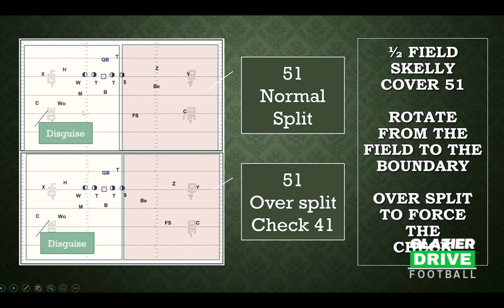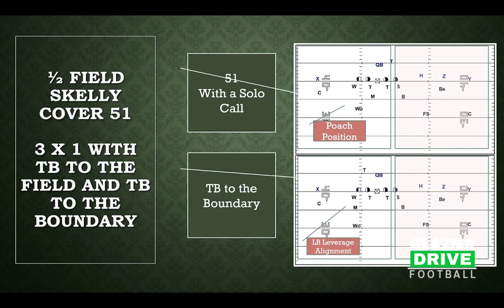And when we run this drill, we go from the field to the boundary, field to the boundary. And it's always important if you're running this drill, right away, oversplit your kids over here so you can go into 41. When we go half-field skelly and we go 51, you always have to go to solo because that's very important. You have to go to solo.